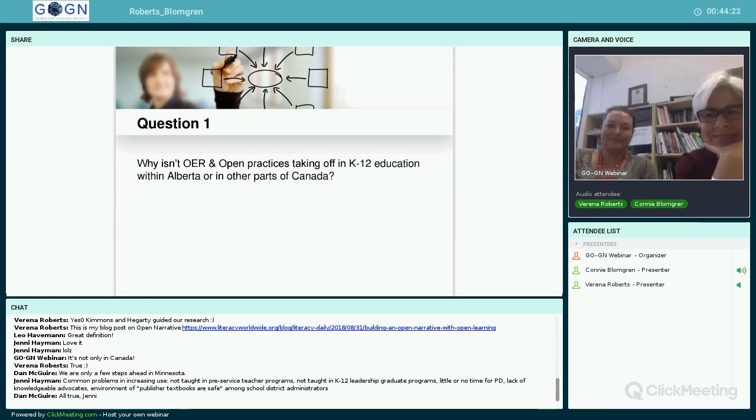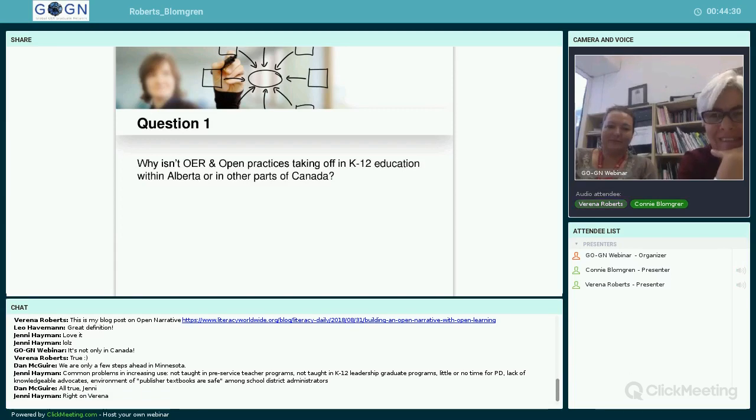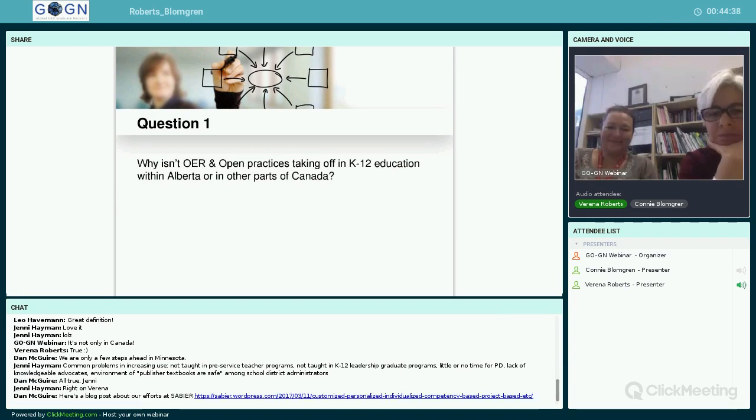And in K-12, we don't have the time to worry about, is it connected learning? Is it open learning? Is it this? We don't have that expertise or mindset. We just want to get it done. We just want to use the stuff. We want to play with things. We want to connect with people.